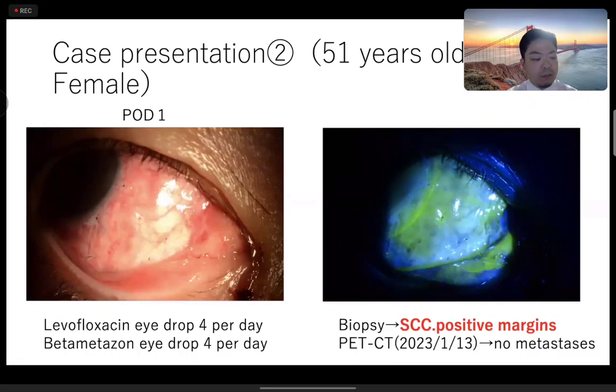This is POD1 images. We started levofloxacin and betamethasone eye drops each 4 times per day. The biopsy result was SCC with positive margins. Because no obvious lesions were observed on the surface, it was decided not to perform additional resection. PET CT showed no metastasis.